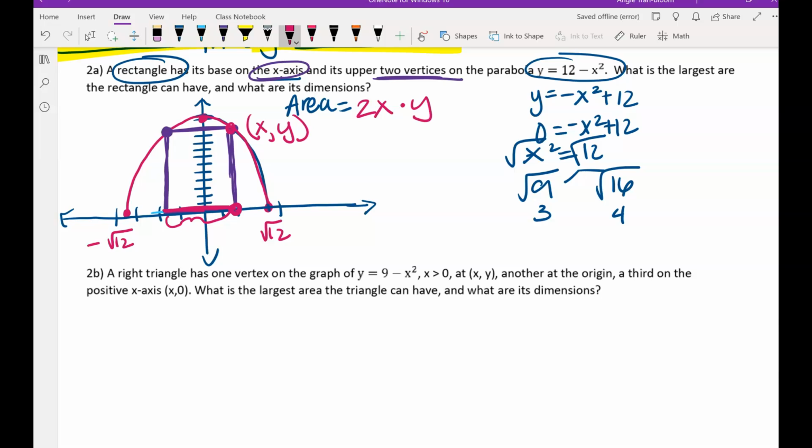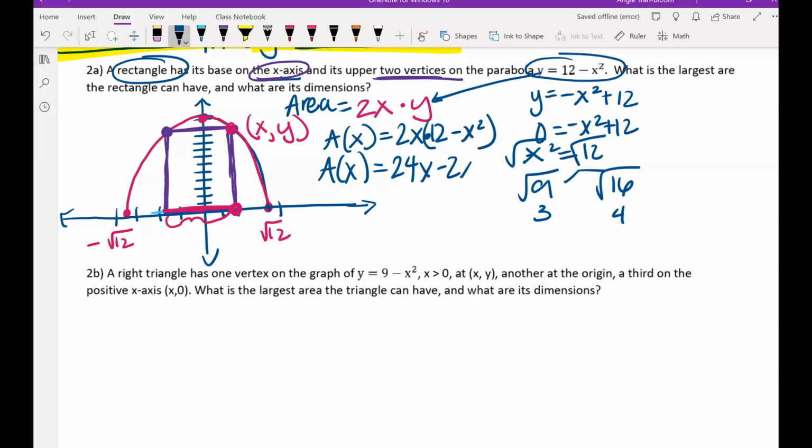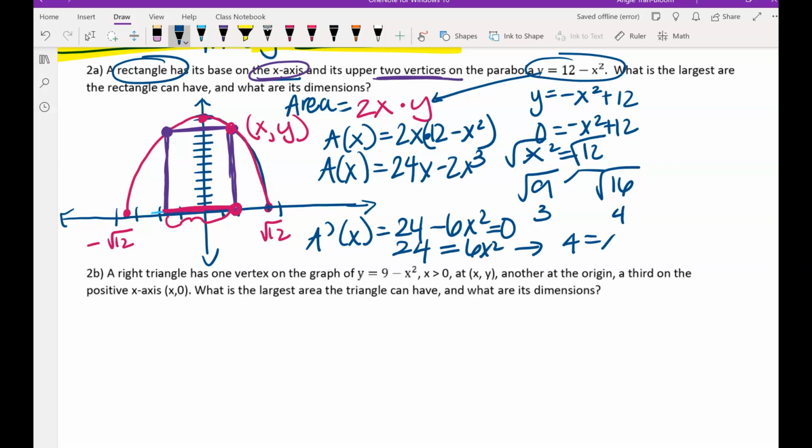We cannot have one equation with two variables, so just like earlier, we are going to rewrite it with respect to x. So 2x times y, and we substitute in 12 minus x squared. Honestly, this one looks easier to distribute and then use the power rule. That's 24x minus 2x to the third. Take the derivative to see if we can find the absolute max. That's 24 minus 6x squared. Let's find critical points, so set equal to 0. 24 equals 6x squared. Divide both sides by 6, so 4 equals x squared.